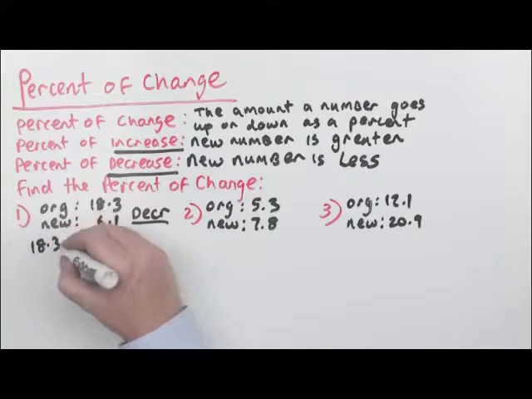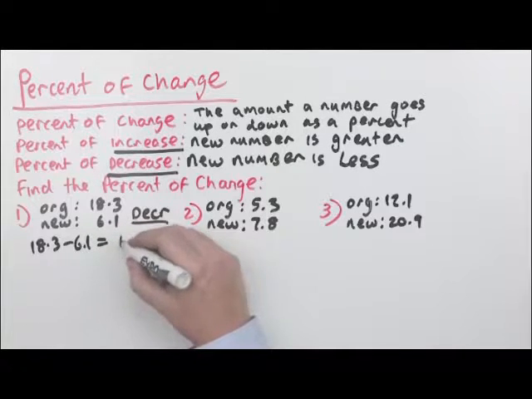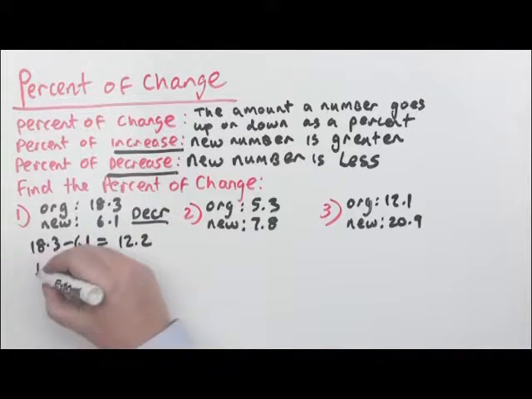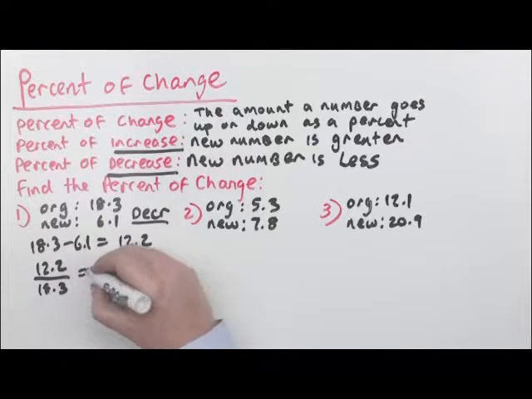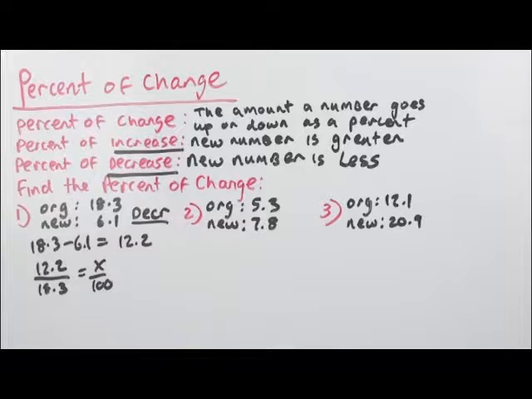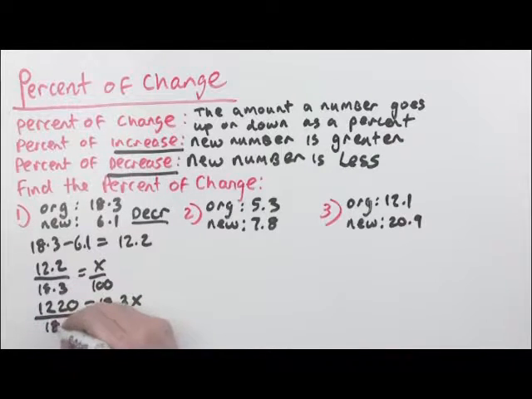I write down the original number and subtract it from the new number to get the difference. The difference is 12.2. And I take that difference, 12.2, and divide it by the original number. And that's always equal to x over 100. See, I've got a proportion here that I can cross multiply. So that's 1200 multiplied by 18.3x divided by 18.3x.